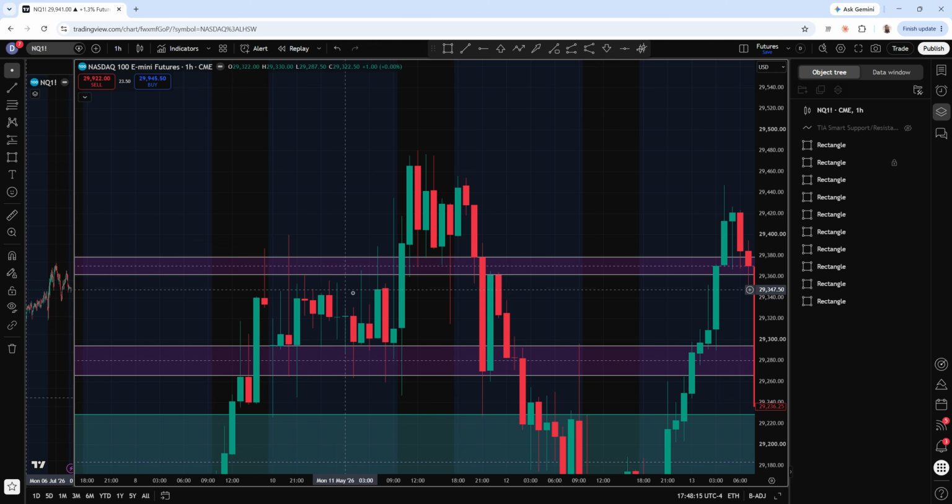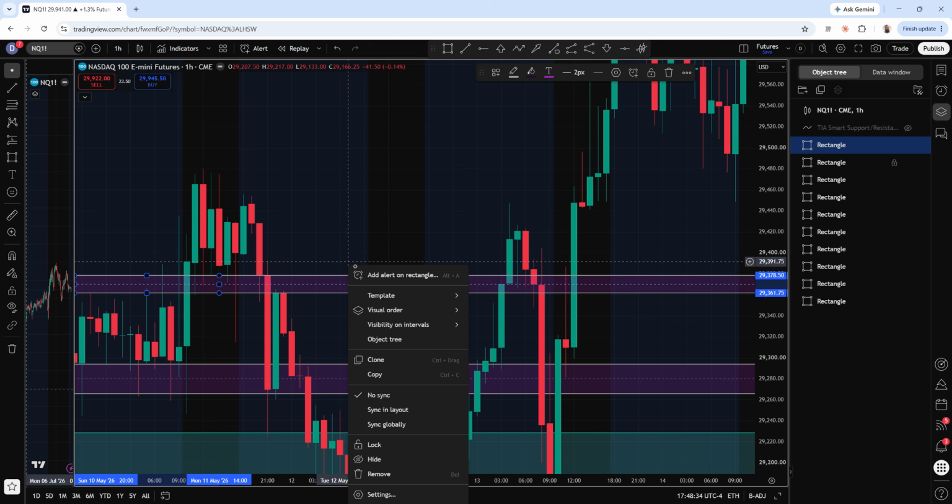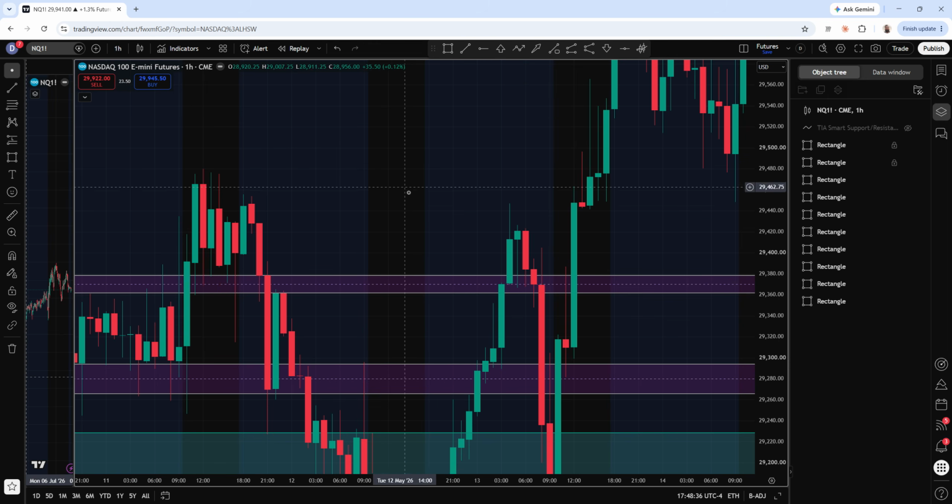So a lot of wicks stop entering this area. Some of them trade through it. Then we get support, and then again, the body opens here and accepts price above it, wick here, trade through it. 50% marks the open and close of those bodies. So I think I'm going to lock that one in too.